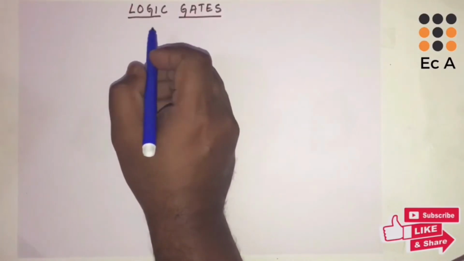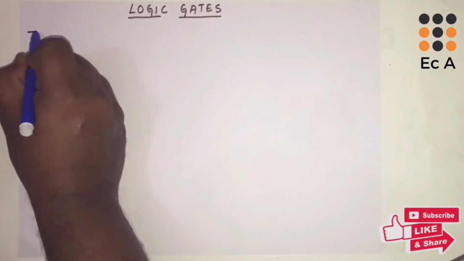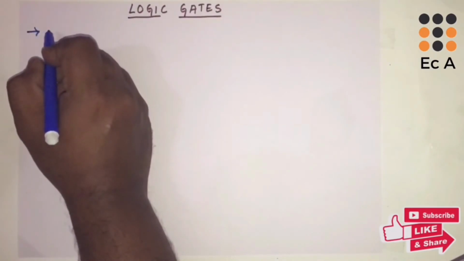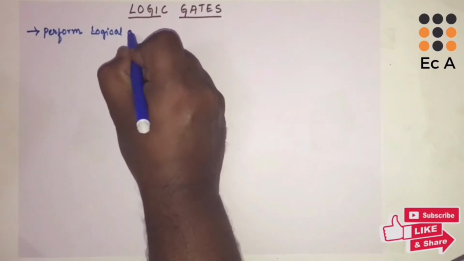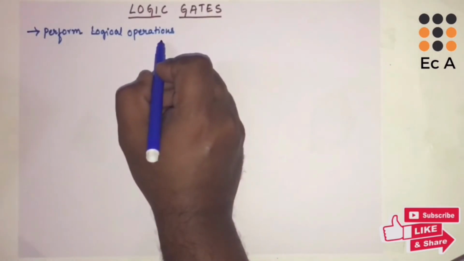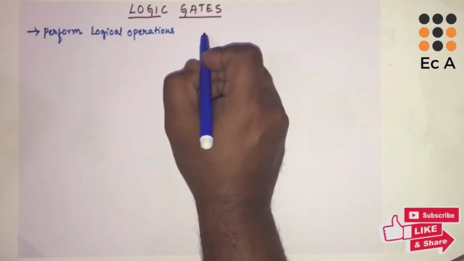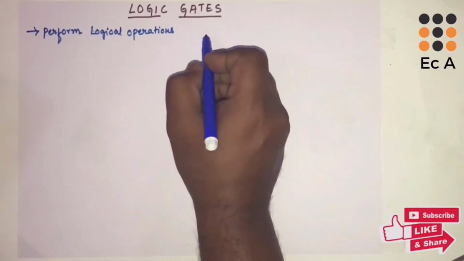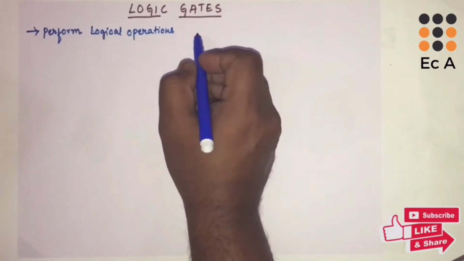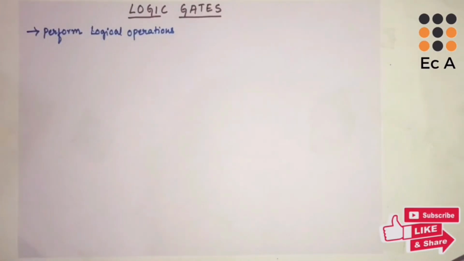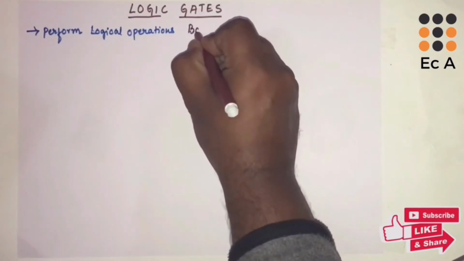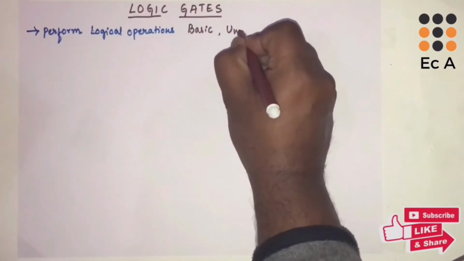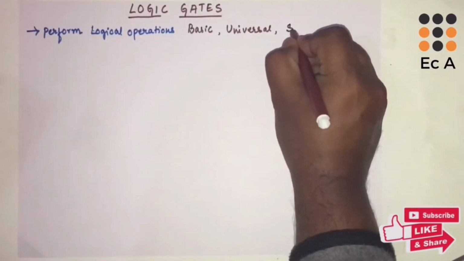We'll understand logic gates. Logic gates perform logical operations. These logical operations are performed on one or more binary inputs and produce a single binary output. So operations will be performed on one or more than one input, and there will be only one output. We can classify logic gates as basic gates, universal gates and special gates.